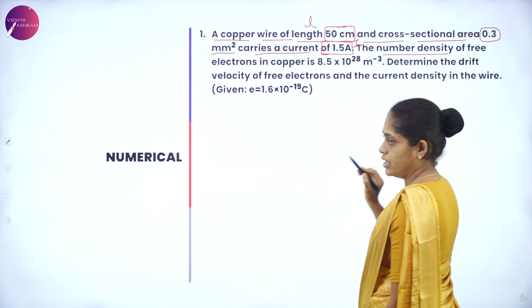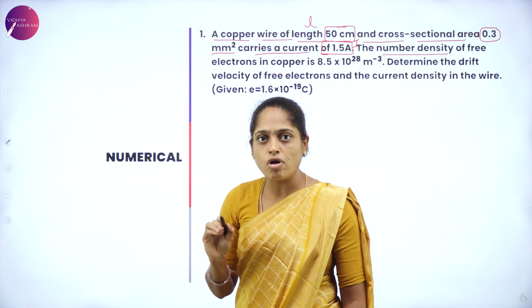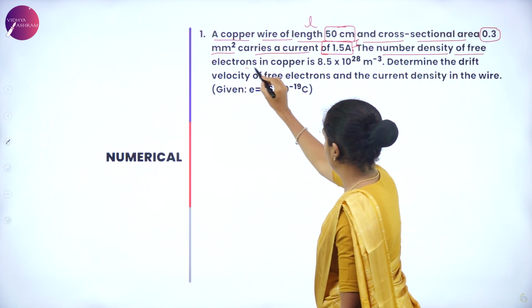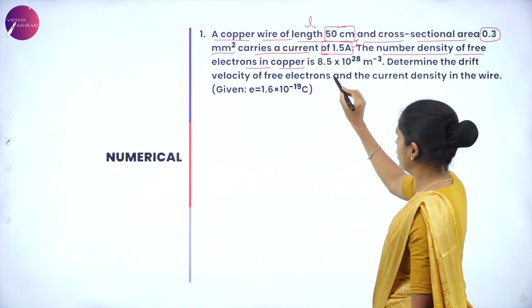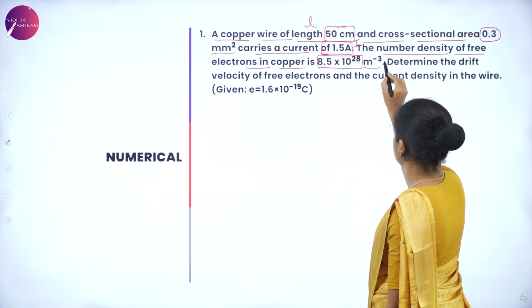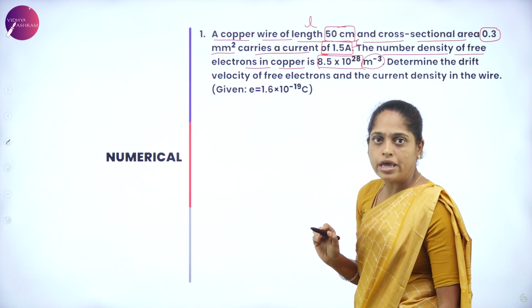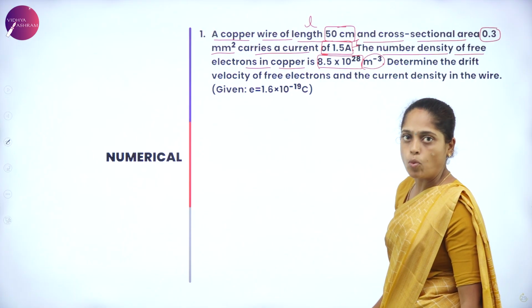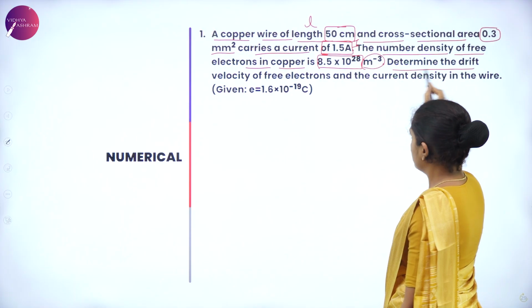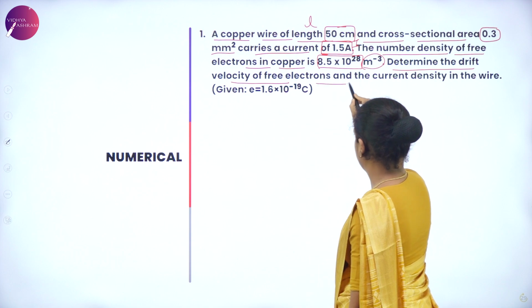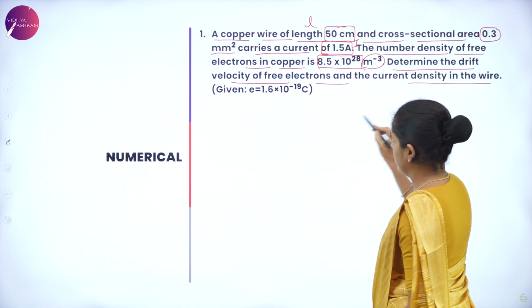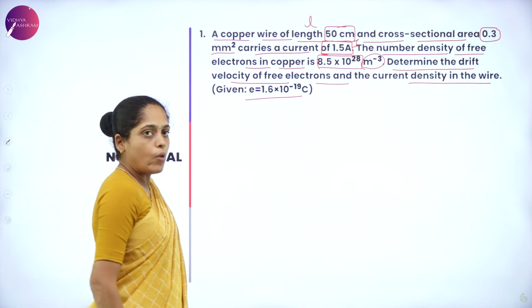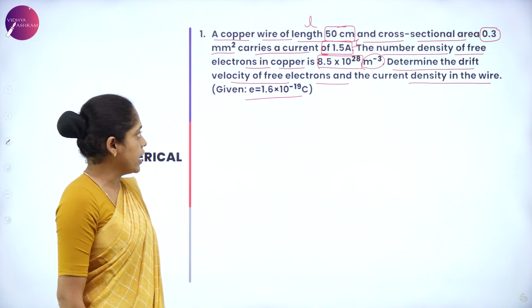The number density means number of charges per unit volume, because you observe here the number of electrons in copper wire is given in terms of per meter cube. Therefore, the number density means number of electrons per unit volume. Next, determine the drift velocity of free electrons and the current density in the wire. To find this, they have given the charge of the electron, which is 1.6 into 10 power minus 19 coulomb.